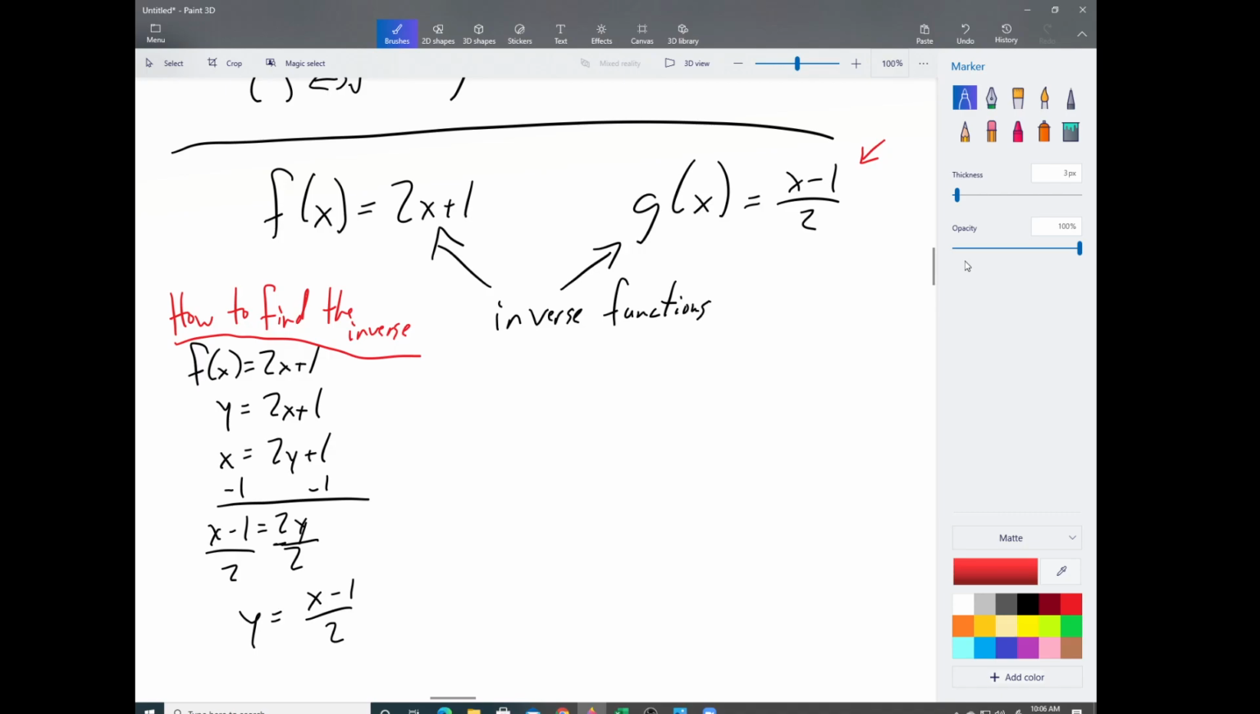Now, there is a property of inverses that I don't know if you studied last year or not, that will be helpful for you.